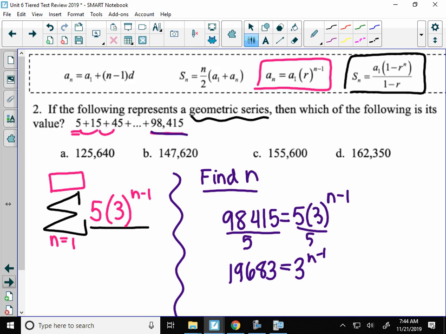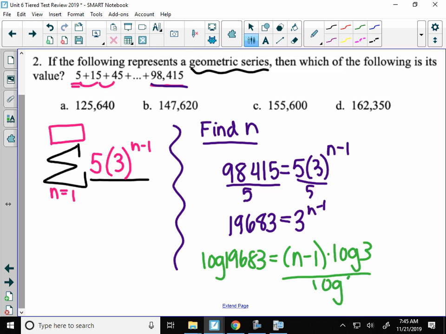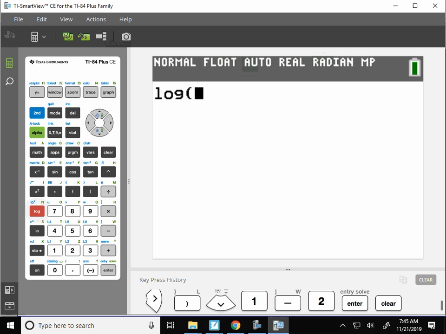And you have to use your favorite thing. You have to use a logarithm here to get that n out of the exponent. So I'm going to take the log of both sides. And you have to divide by the log first before you deal with the n minus 1. Because I'm solving for n, and n is only a counting number because it's a term number, I can divide the logs to start.